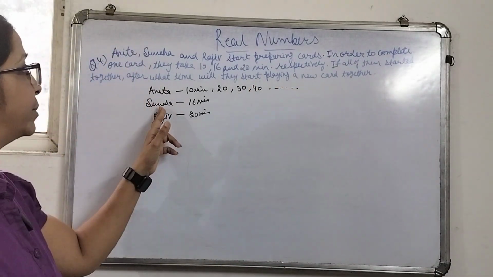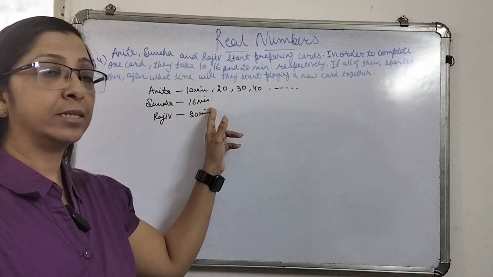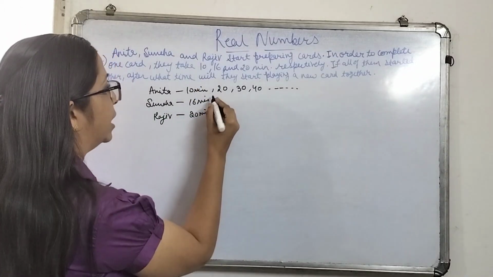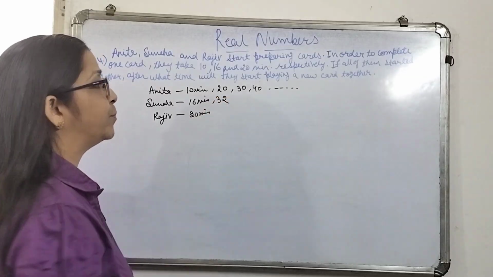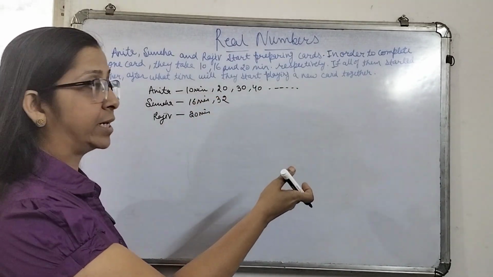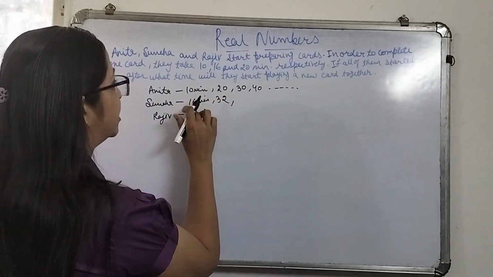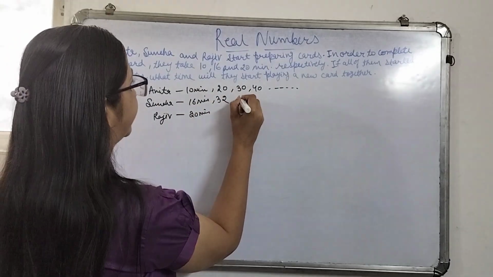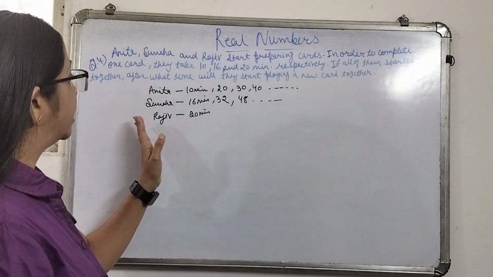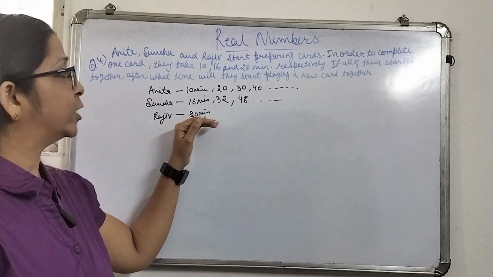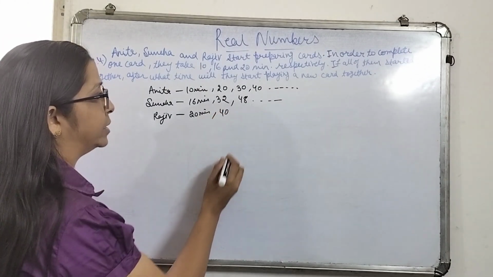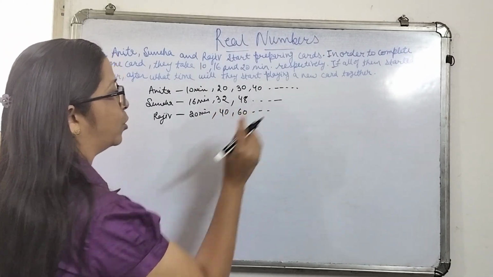Now Suneha is completing one card in 16 minutes. That means one card she will complete after 16 minutes, another card after 32 minutes, 16 multiplied by 2 or 16 plus 16 we can say. Then again 16 threes are 48 minutes. Like this she will be completing the cards. Now Rajiv is completing one card in 20 minutes, that means the second card he will complete in 40 minutes, then 60 minutes, and so on.